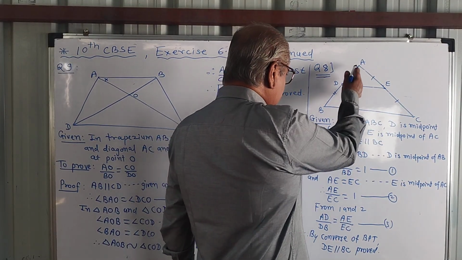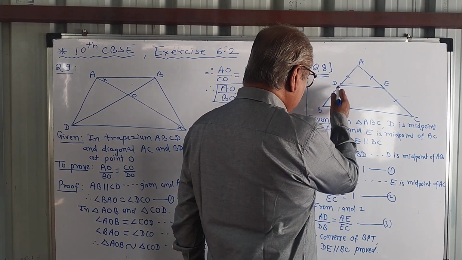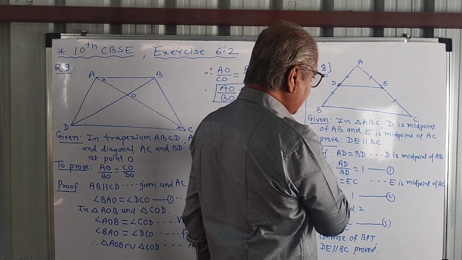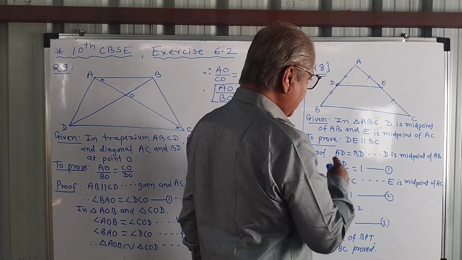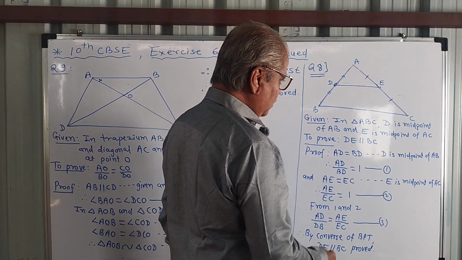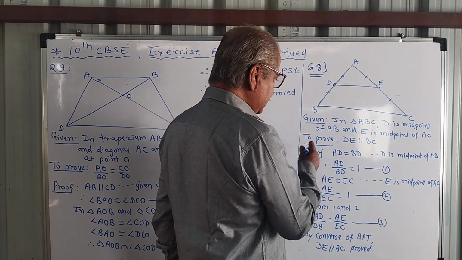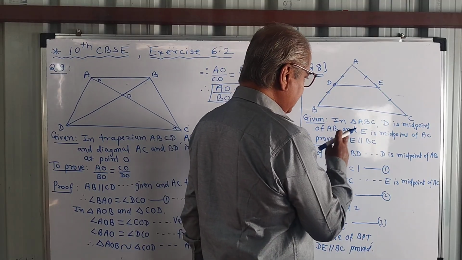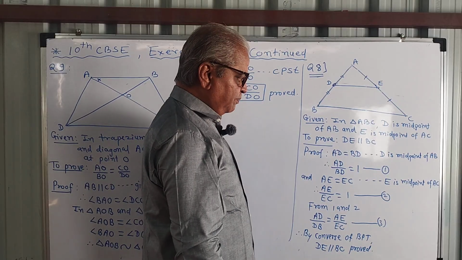So let us have the triangle ABC, in which D is the midpoint of AB and E is the midpoint of AC. Now we need to prove DE is parallel to BC. So the diagram is like this. Now given, in triangle ABC, D is the midpoint of AB and E is the midpoint of AC.